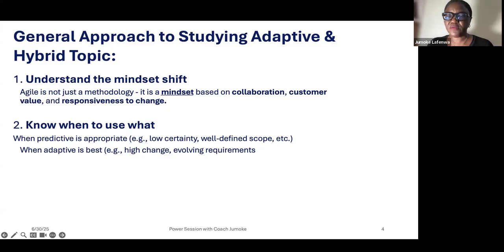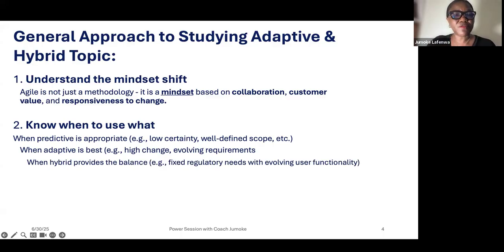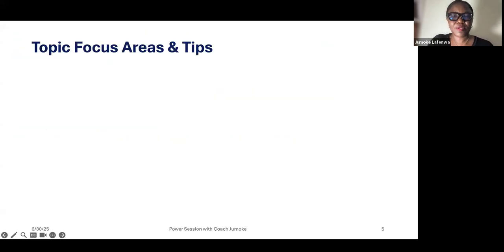So you use predictive when the scope is well defined. You use adaptive, from the word adapt, to evolving requirements. When you are reading your questions, you need to be able to situate the question: this is a predictive environment, or this is an adaptive environment. And if it's hybrid, you need to know that it is a combination of predictive and adaptive. That's what hybrid is.